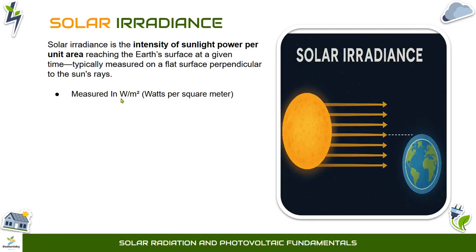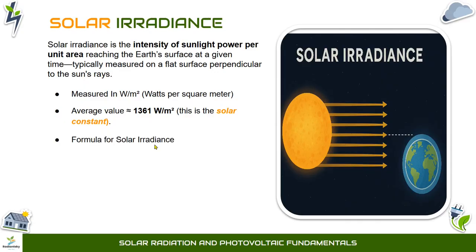Basically, you need to understand that solar irradiance is measured in watts per square meter. You also need to understand that you use the average value, the solar constant, in calculating this. We have discovered what the solar constant is all about. So if you are calculating solar irradiance, you use the solar constant, which is 1361 watts per square meter, right? It also has a formula for you to calculate this.